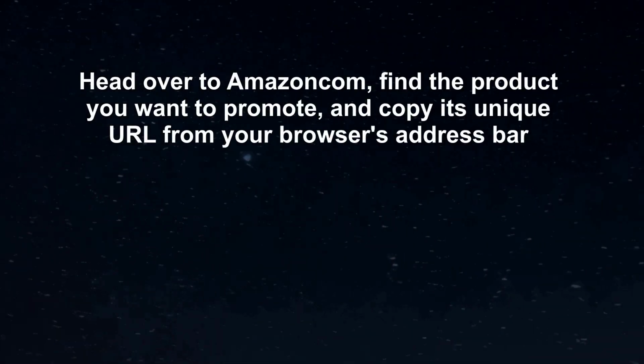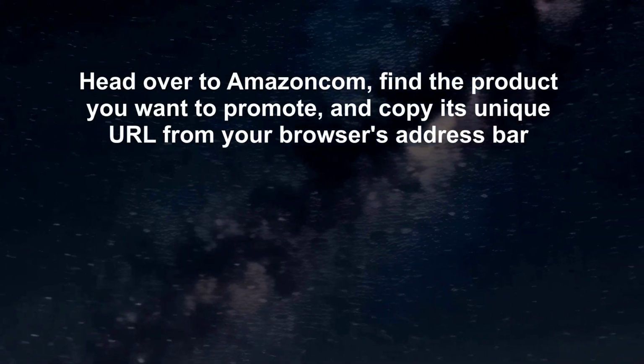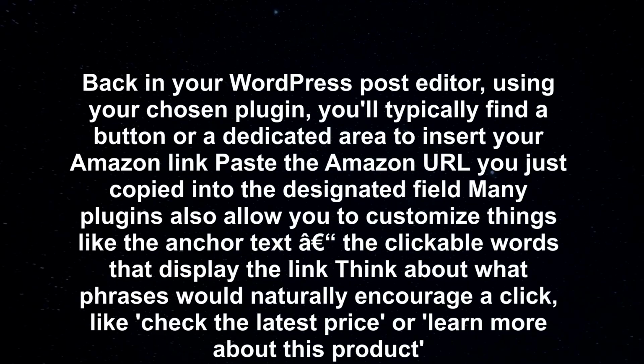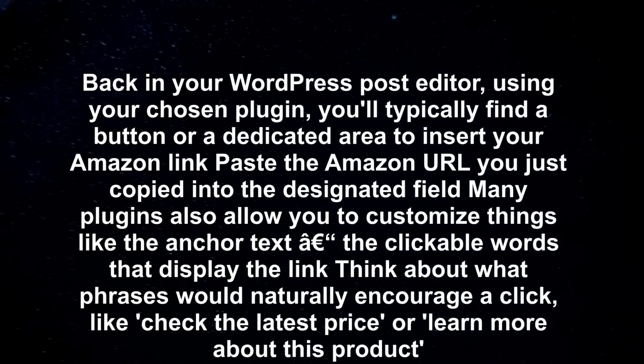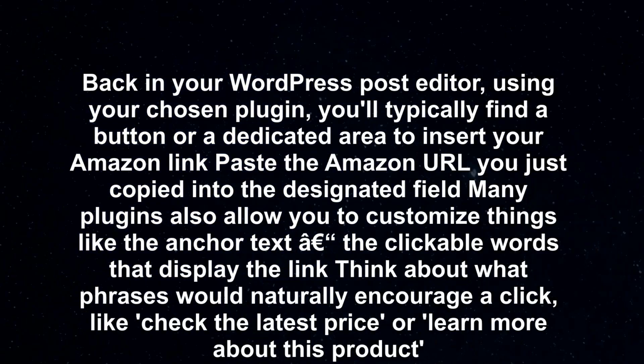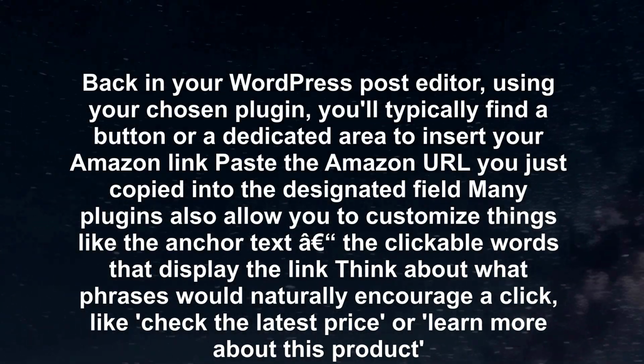Head over to Amazon.com, find the product you want to promote, and copy its unique URL from your browser's address bar. Back in your WordPress post editor, using your chosen plugin, you'll typically find a button or a dedicated area to insert your Amazon link. Paste the Amazon URL you just copied into the designated field.